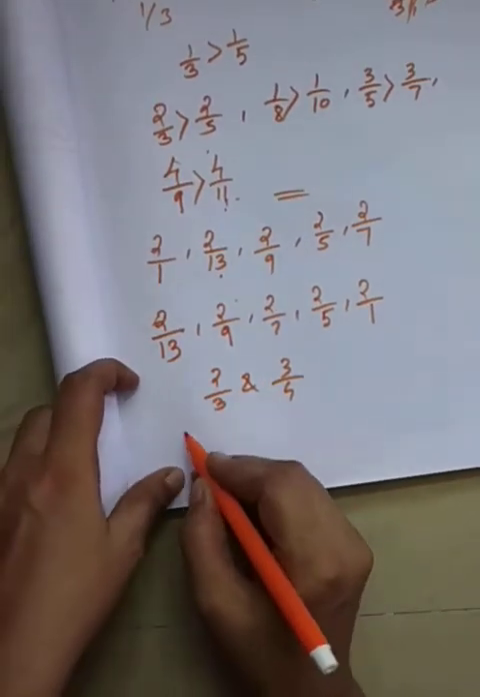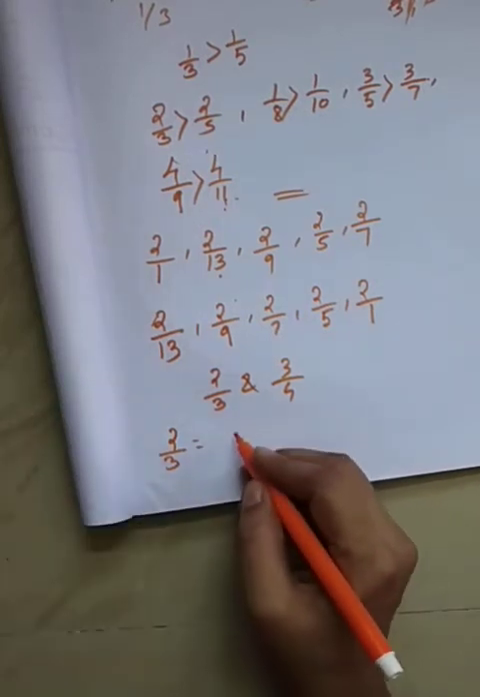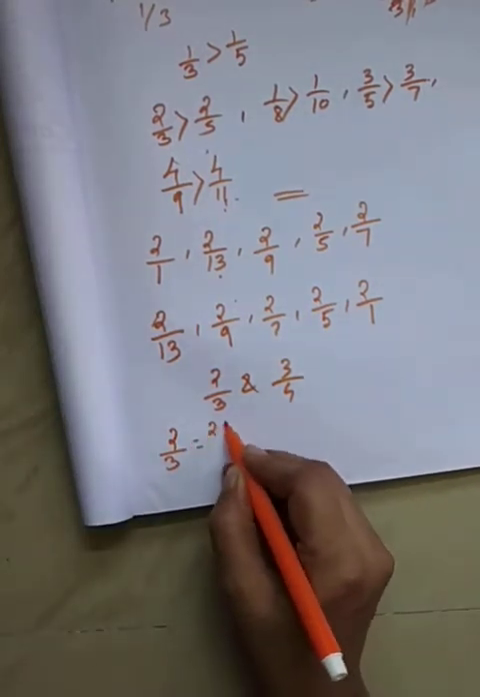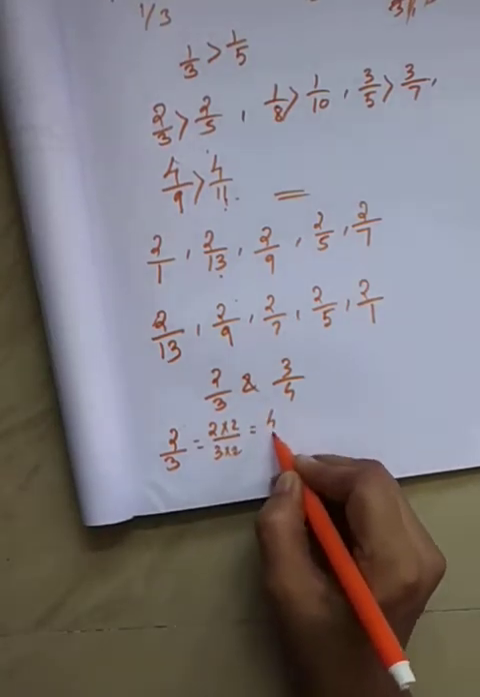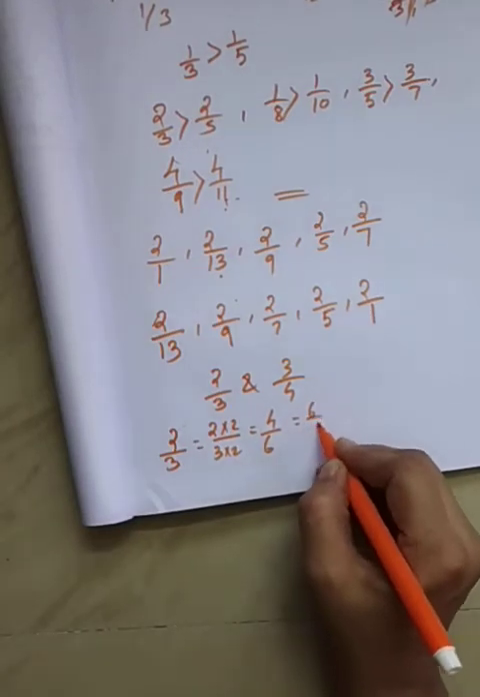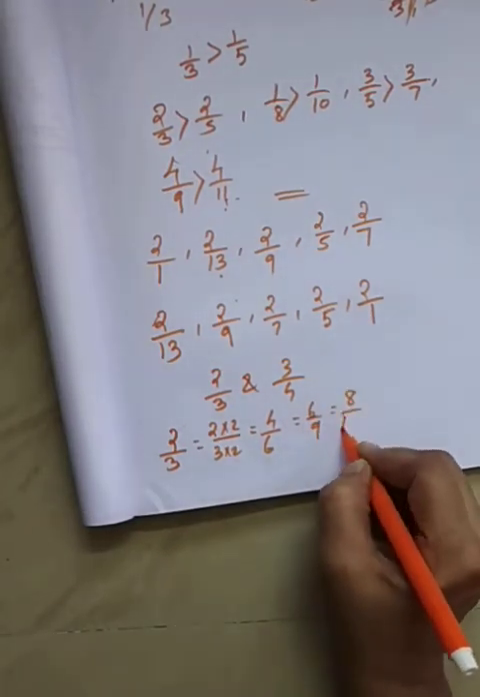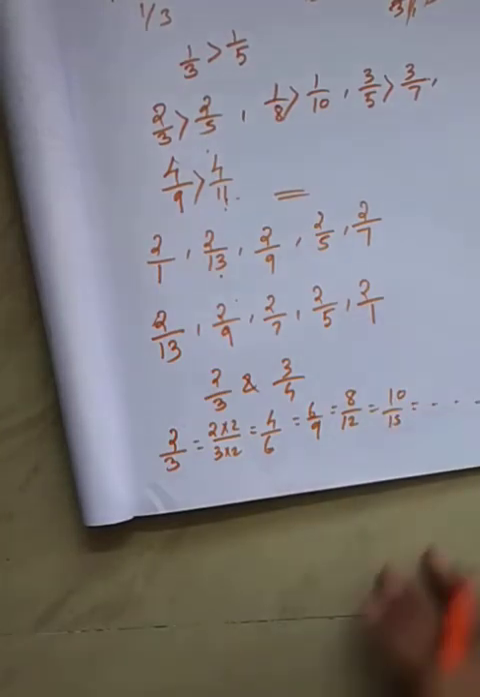First, you can take 2 by 3. See here, 2 by 3, write the equivalent fractions. First of all, you can multiply by 2. Okay, so what is that? 4 by 6. Next, multiply by 3. 6 by 9. Next, 8 by 12. 10 by 15, etc.